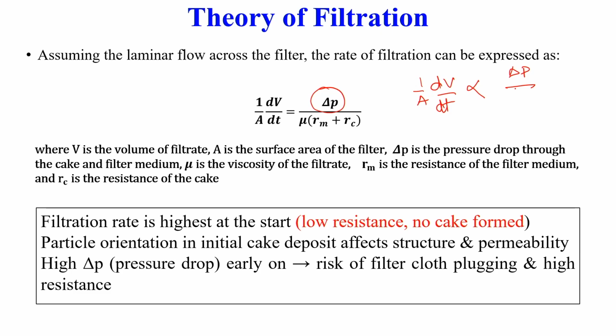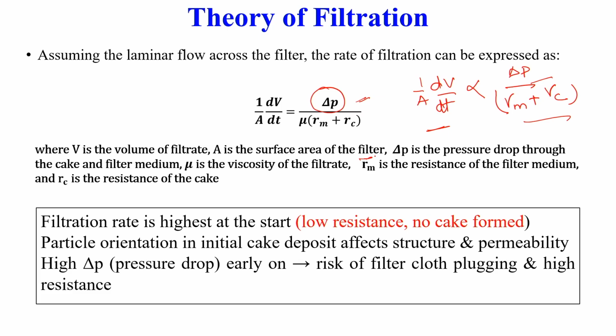And what is the resistance? There are 2 resistances. One is the filter medium itself, which causes certain resistance because you are using a certain cloth, and with time there will be deposition of solid, which you call a cake. So, there will be cake resistance Rc. So, these are the 2 resistances. The rate of filtration is directly proportional to delta P, the driving force, and inversely proportional to the resistance.